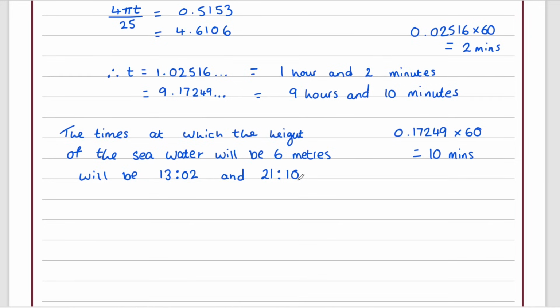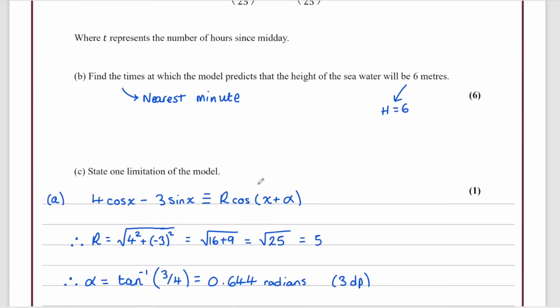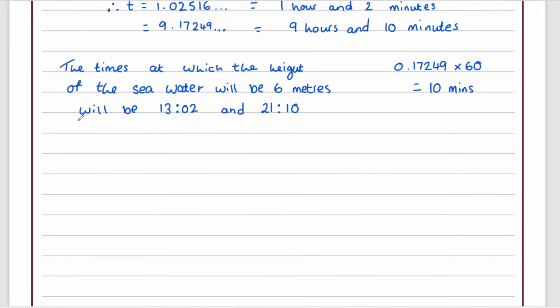And we're nearly done now, the very last part of this exam paper, part C. It just says state one limitation of the model. So one limitation of the model here, there's a few different things you can say really, but I think the easiest or the most obvious limitation is that the model doesn't take into account the seasons. So the height may vary with seasons, okay, or the weather.